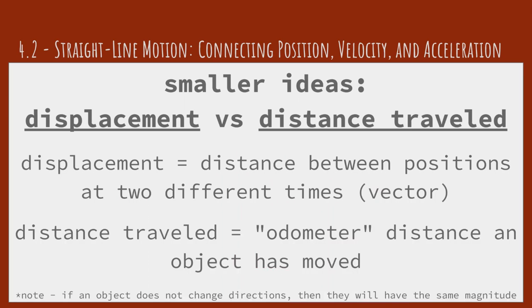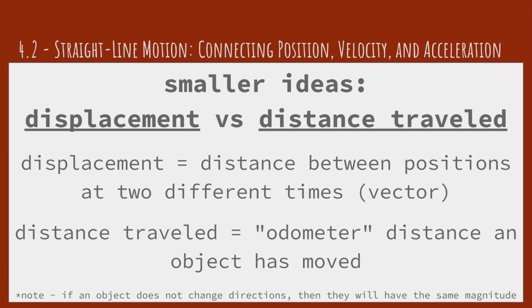So the displacement is the distance between positions at 2 different times. It's a vector that we just get by subtracting the final position minus a starting position. And distance traveled is like, if you think in your car, an odometer distance. If you start at school and you drive south 1.5 miles and then north 1.5 miles, the odometer has increased by 3 miles, even though the car is where it started.